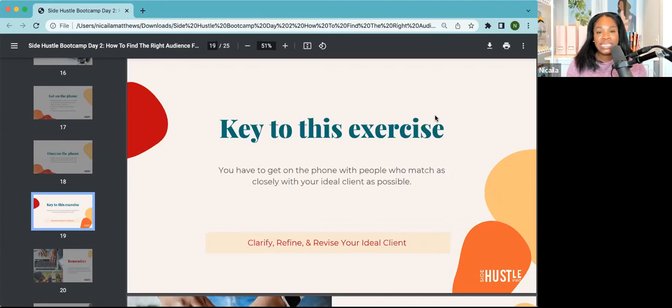And then if you're doing emails or posts on social media, then the more, the better. But again, this is not for the purpose of a statistically significant exercise. This is for the purpose of having qualitative information that helps you to clarify, refine, and revise this ideal client profile. Okay, so you are welcome.